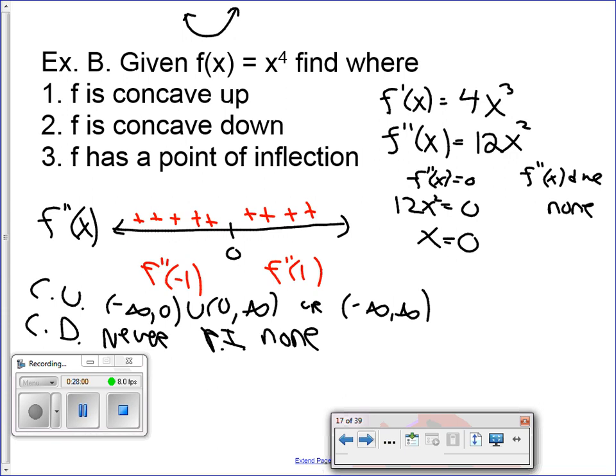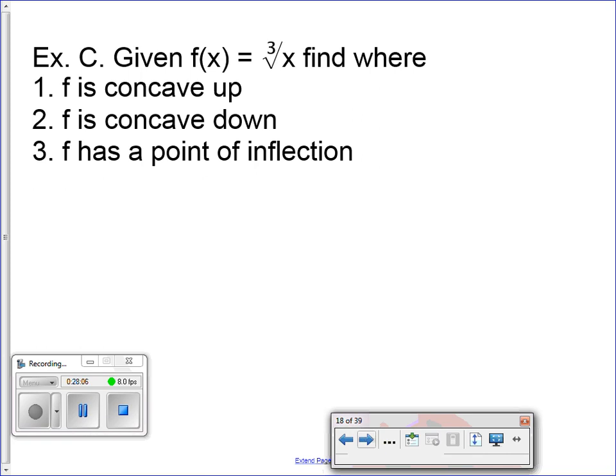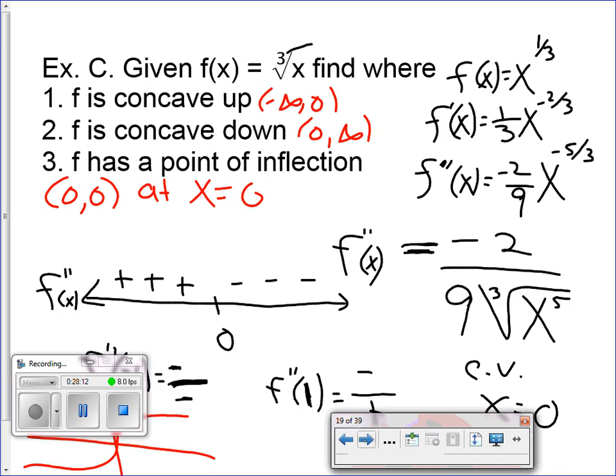Just for the sake of the kids at home, I am going to show the last one. You can pause if you're at home. I'm going right to the answers. You get the second derivative and rewrite it as a fraction, negative 2 over 9 cube root of x to the fifth. It'll never equal 0, but it's undefined at 0. You have one critical value.